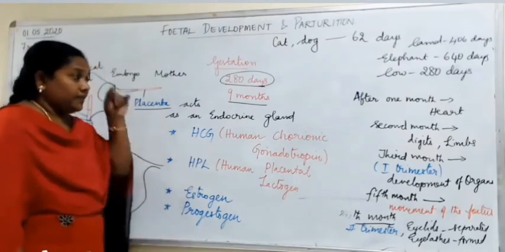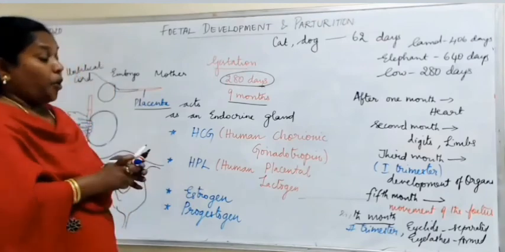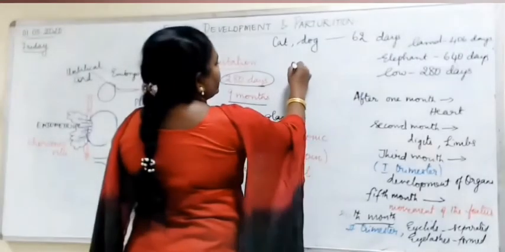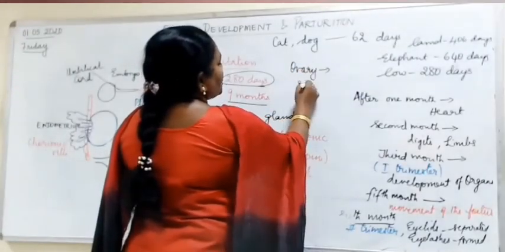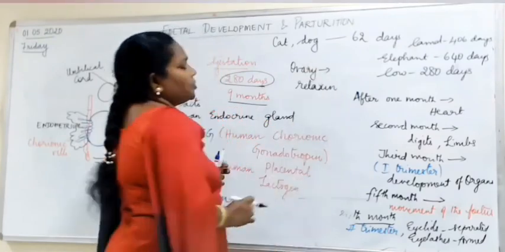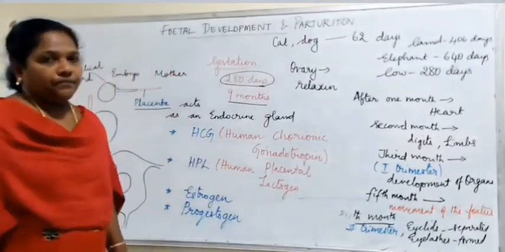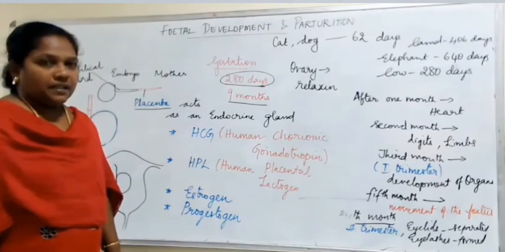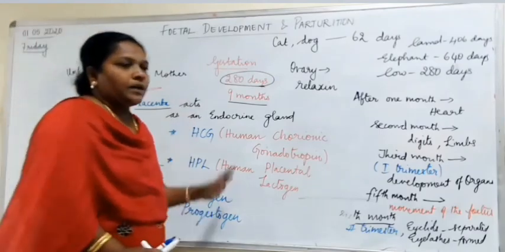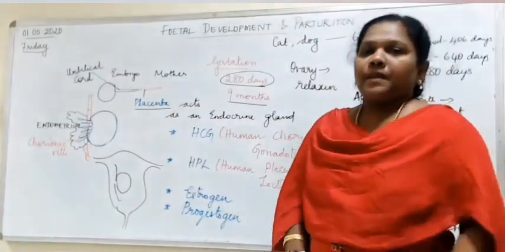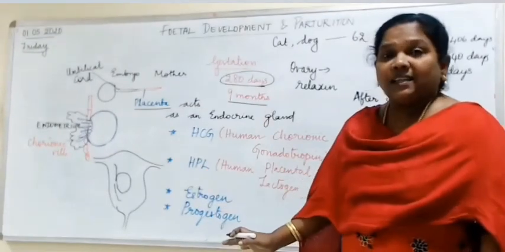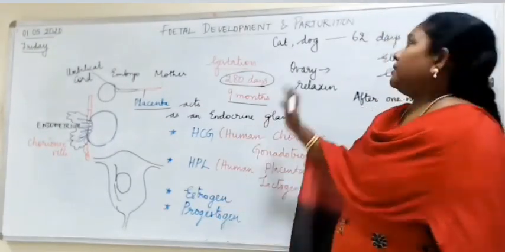Okay, and there is also a hormone produced by the ovary. You call that relaxin. The ovary produces a hormone called relaxin, which helps during parturition. Is it clear? Okay, so these hormones are responsible for the fetal growth and the metabolic changes that occur in the mother and then during parturition.